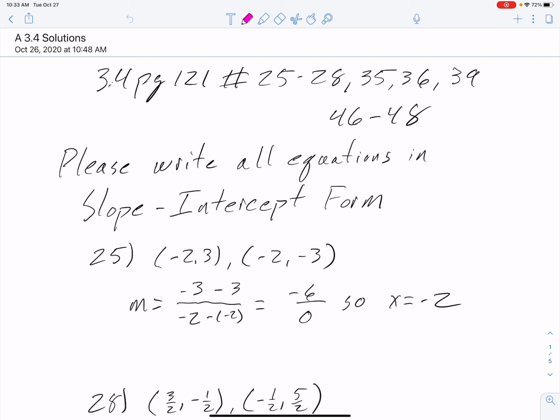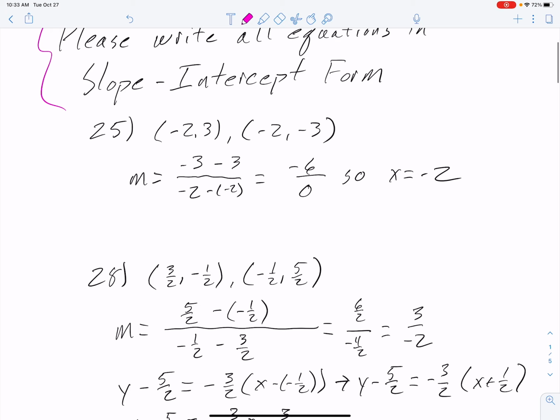As I would have mentioned in class, please write equations in slope-intercept form. The book kept asking for them in standard and/or general form, which really just isn't that useful. So for 25 through 28, they give us points and ask us to find the equation of our line.